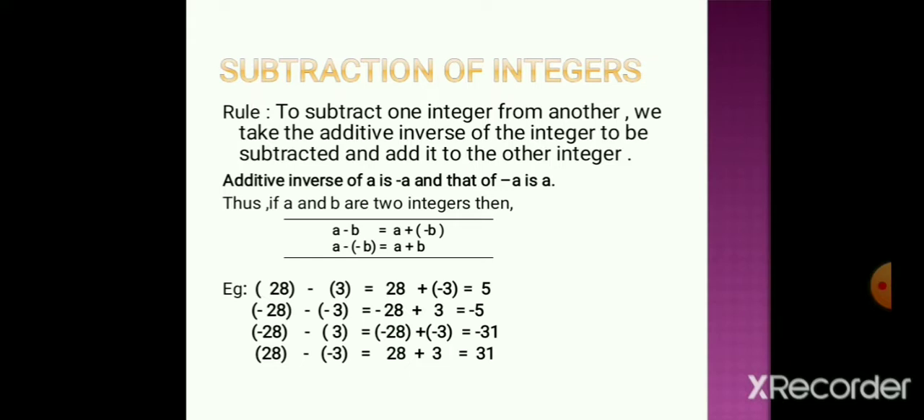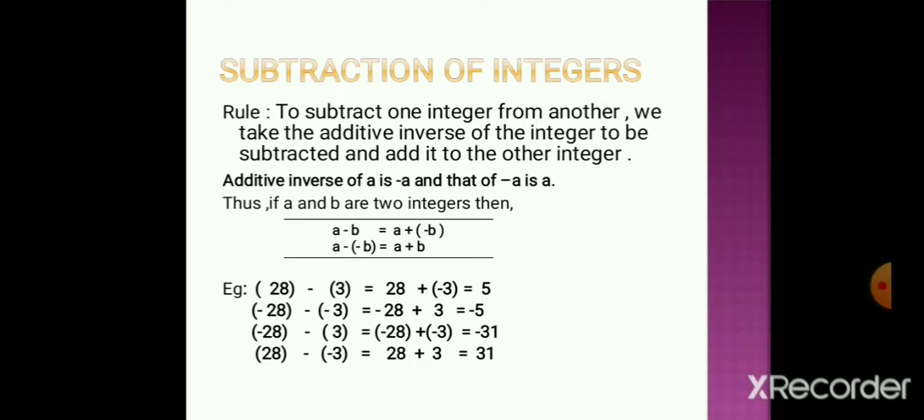Okay. Then the second one is a minus minus b. Then it will become the first number plus the additive inverse of the second. The additive inverse of minus b is plus b. So the equation becomes a minus minus b is equal to a plus b. Okay. After you write it like this, then you can use the rule of addition. Then look at the example, 28 minus 3.